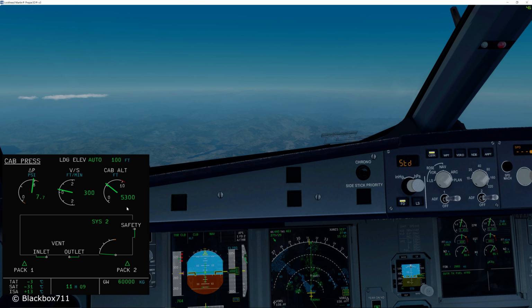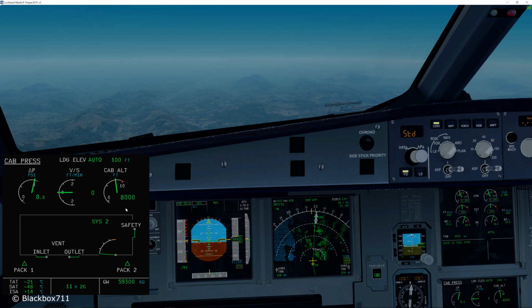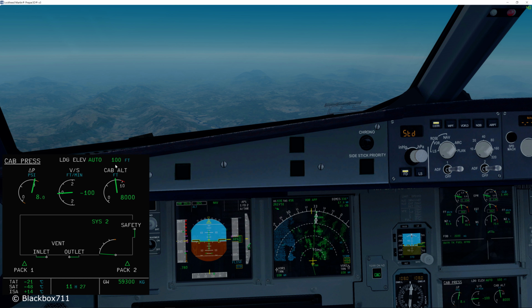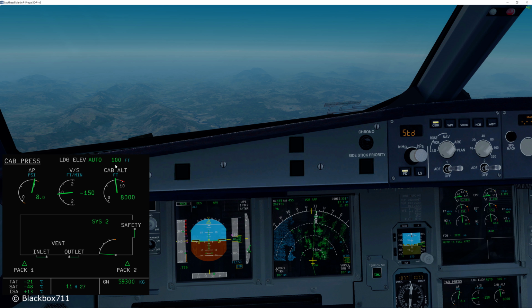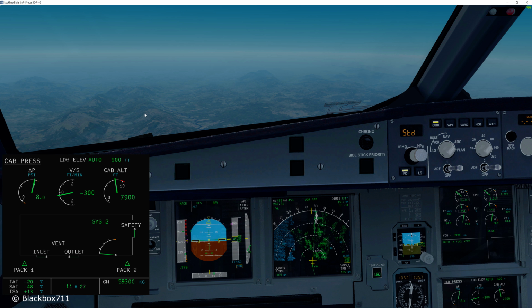Now passing 30,000 feet, we can see the cabin altitude is reaching 5,300 feet and the differential pressure is at 7.7 psi. Now at cruising level, or the highest cruise level, 39,000 feet, we have about 8 psi differential pressure. Now the maximum differential pressure is 8.6 psi. At that point the safety relief valve will then activate and let out pressure from the cabin. Also quite typically at 39,000 feet the cabin altitude is at 8,000 feet.